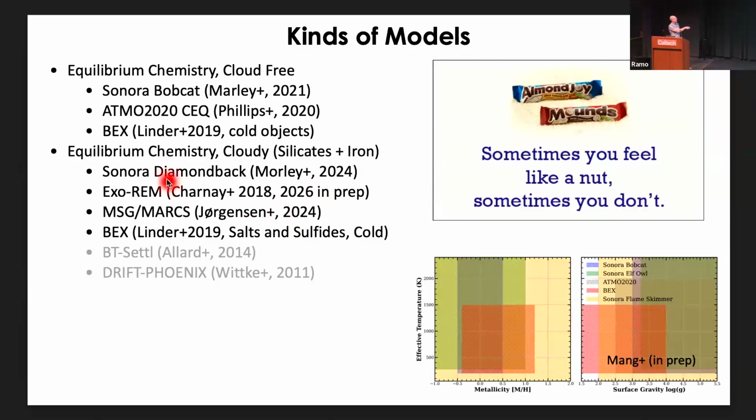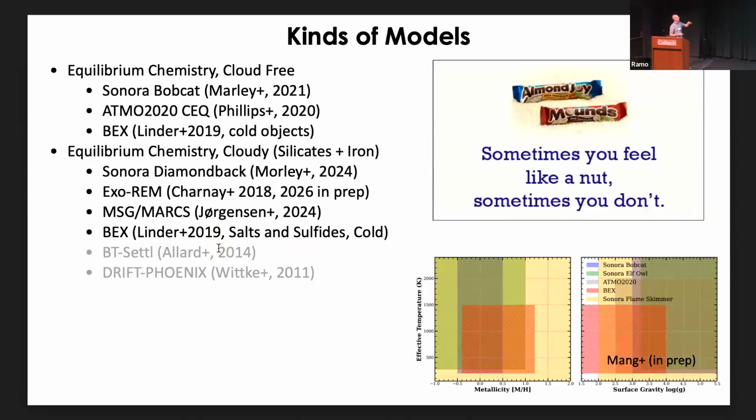There's the famous Marcs atmosphere modelers who've done a lot of work in stellar atmospheres. They have a paper from 2014. That's MSG. That's a collaboration between the Marcs atmosphere modeling and Christiane Helling's cloud model that you might be familiar with. So they have a paper in 2024 that's sort of a proof of concept. They haven't yet, I looked, sort of released big grids of models, but they're doing cloudy sort of L-dwarf models as well. And then the Beck's models from Linder et al. are also cloudy, but again, relatively cold objects.